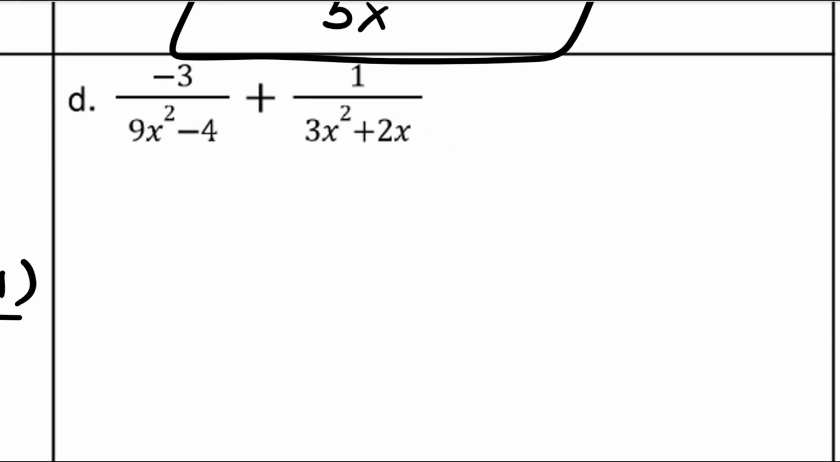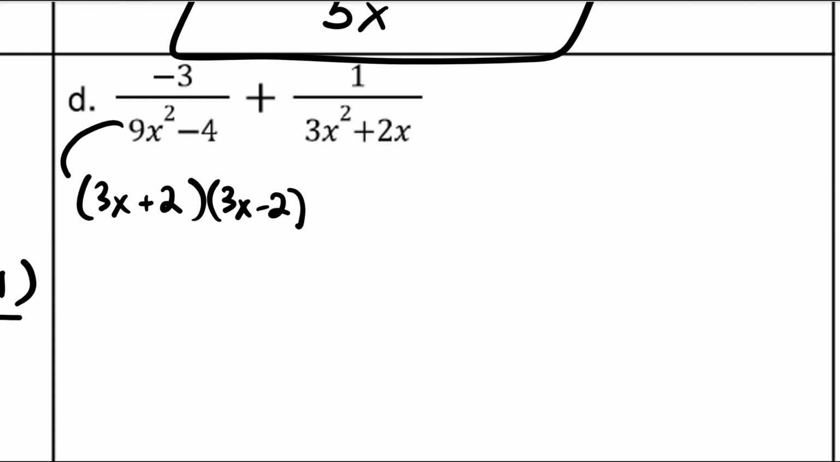In an instance where I don't have common denominators, I want to factor all the denominators that I have and then figure out an LCD before I can combine them. So that 9x squared minus 4, that to me looks like a difference of 2 squares as well. If I multiply 3x and 3x, I'd get 9x squared. And if I multiply a 2 and a minus 2, I'd get negative 4. So really that first denominator is the same thing as 3x plus 2 times 3x minus 2.